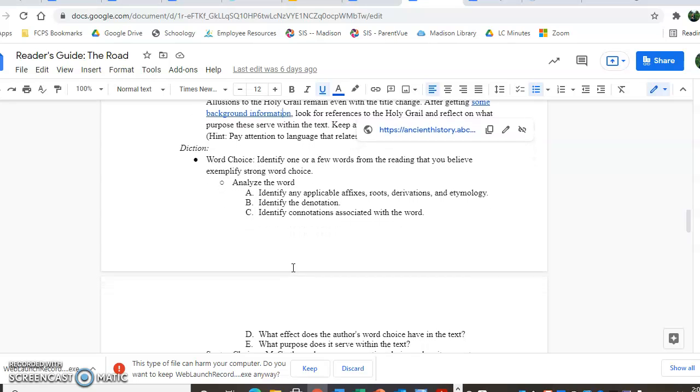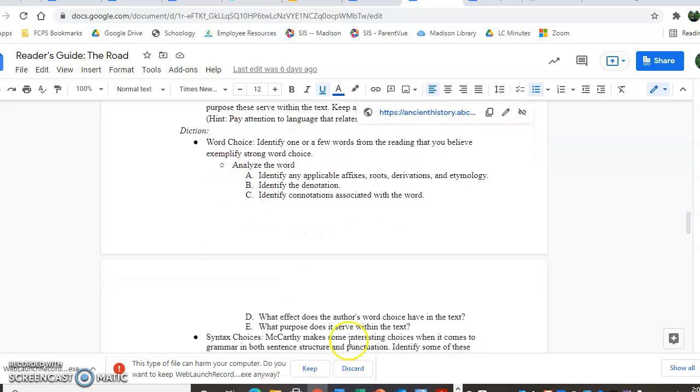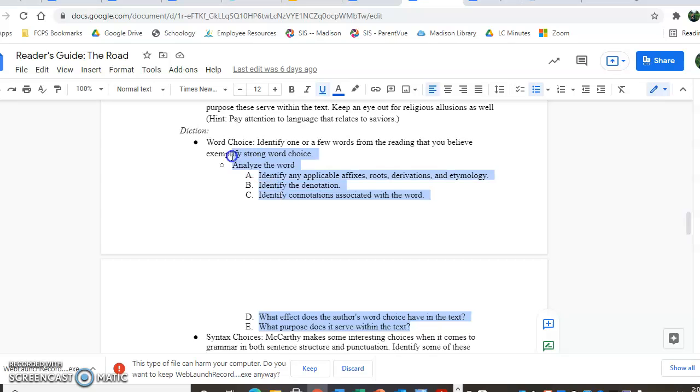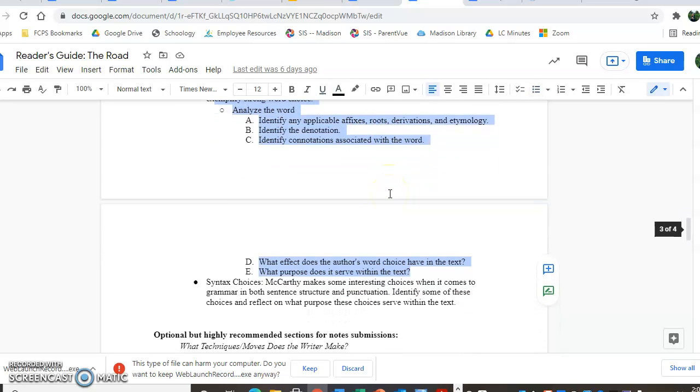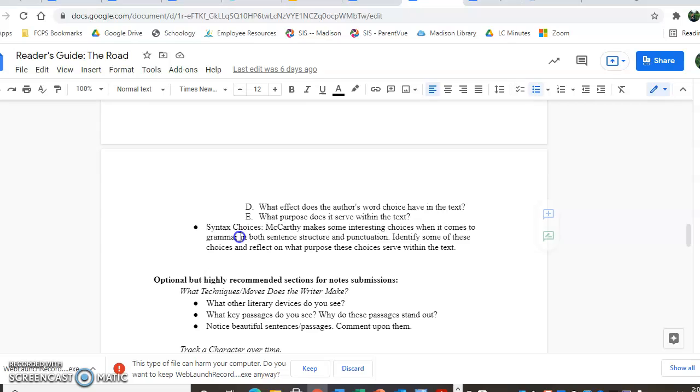For diction analysis, similarly to what we were doing with the Odyssey, you can do the word level analysis. You can also look at McCarthy's syntax choices. He makes some interesting choices when it comes to sentence structure: when does he choose to include full sentences, like independent clauses, and when does he incorporate sentences that are just dependent clauses or straight up fragments?